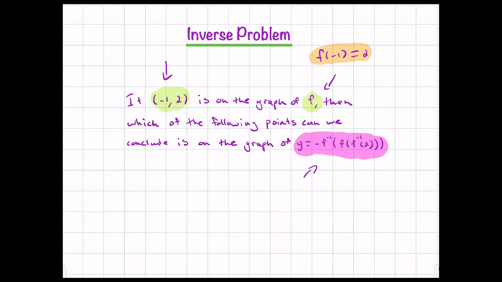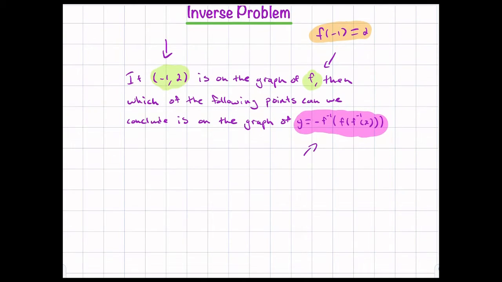or asked which points we can determine conclusively are on the graph of y is equal to negative f inverse of f inverse of x. And so this may look a little bit scary because there's all these f's and f inverses everywhere, but it's actually pretty straightforward if we really understand what's going on with inverses, the inverse relationship. So we're assuming that f is invertible, that it'll be invertible everywhere. This is kind of a background assumption.